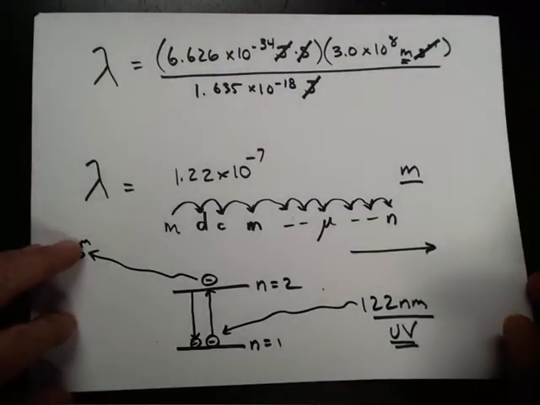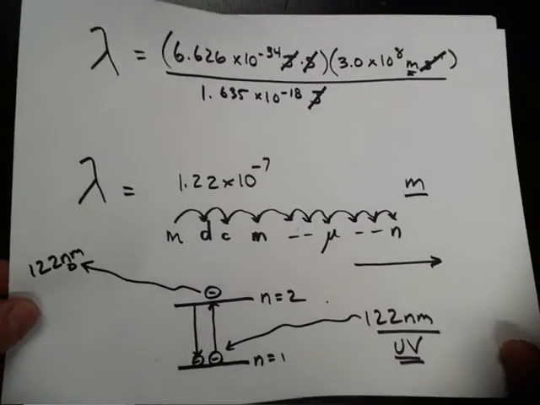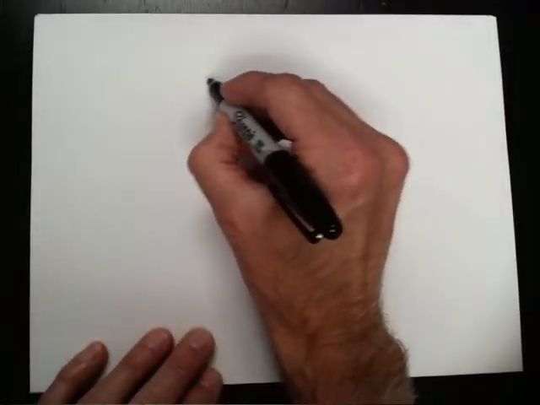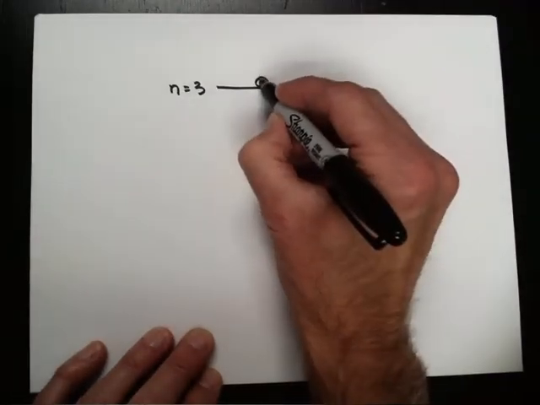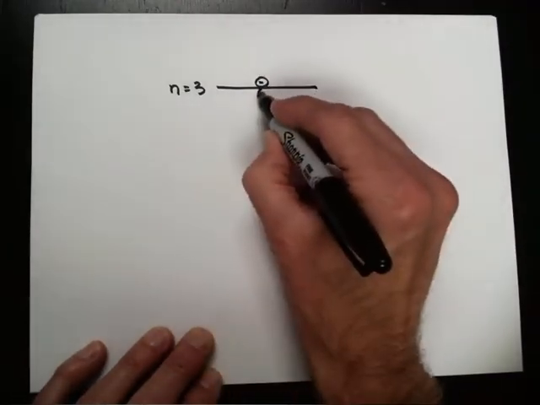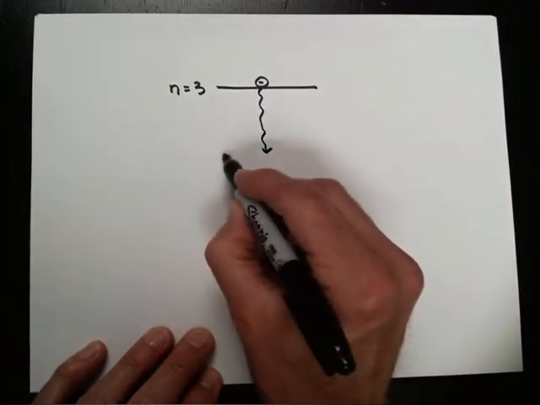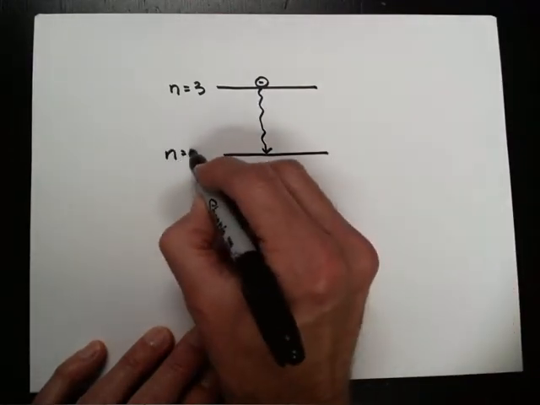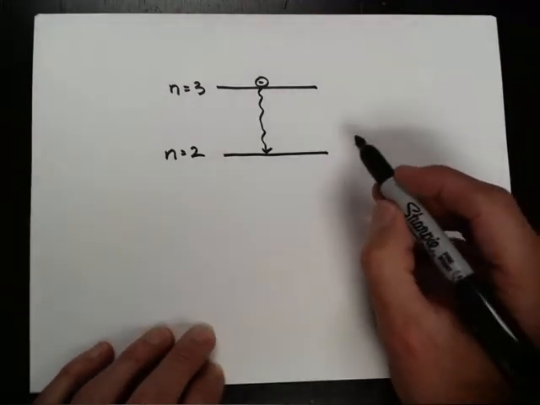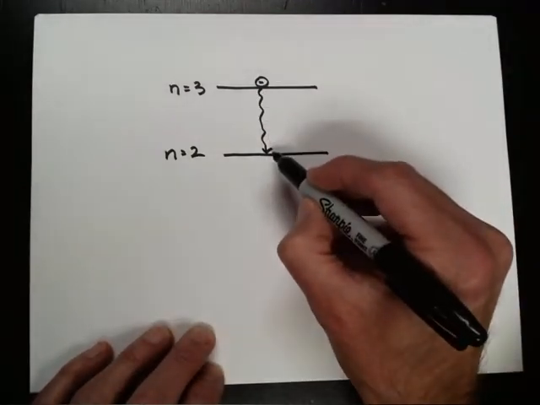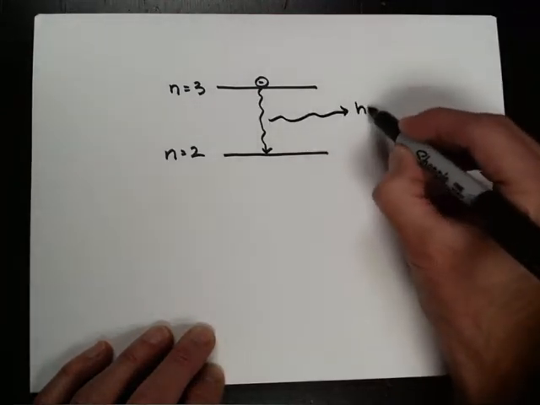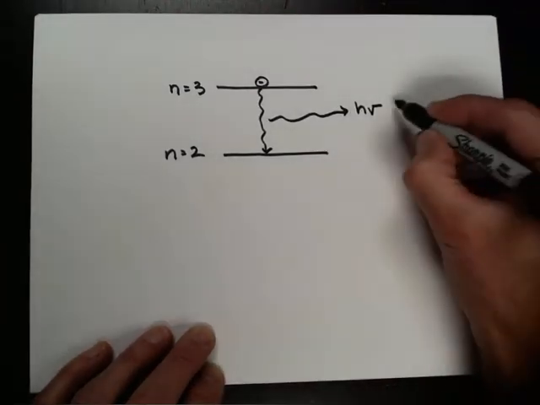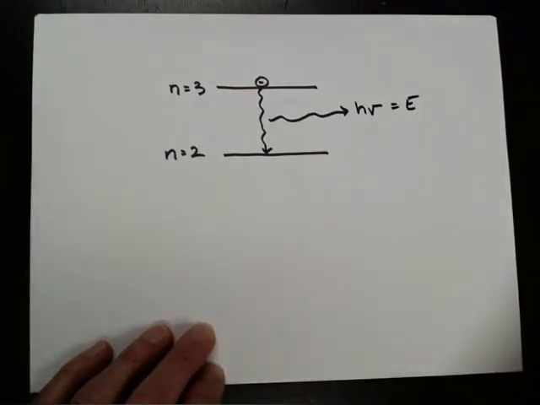And I want to do that calculation for this particular transition. Let's take the n equal 3 state of the hydrogen atom. We've got an electron there, and we're going to have that electron drop, not to the ground state, but to the n equal 2 state of the hydrogen atom. And of course, as it loses this energy, it's going to release a photon. Sometimes we write a photon as h nu, because the energy of a photon is h nu. So sometimes we just write it like that.